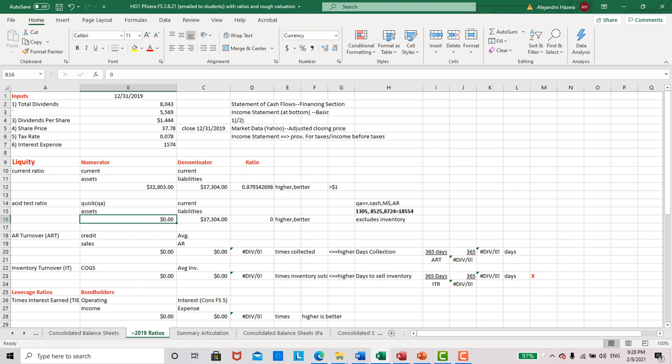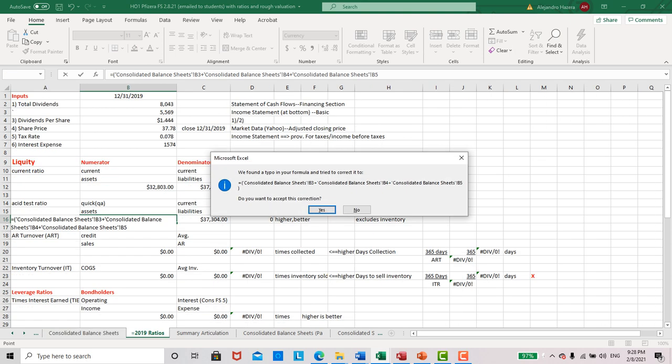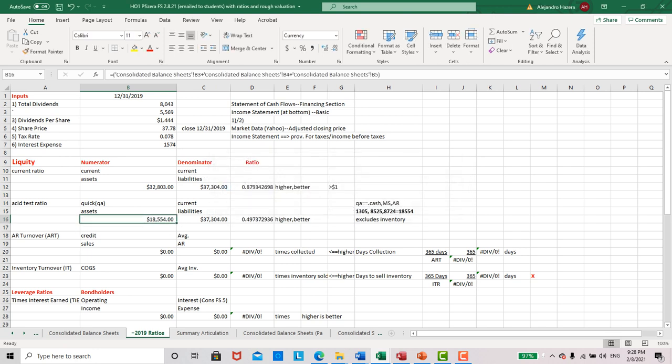Now, the denominator is the same as for the current ratio because both ratios measure your ability to cover current liabilities, but we're only going to use three assets, instead of all current assets as in the case of the current ratio: your cash plus marketable securities, which are short-term investments, plus your accounts receivable, which gives you an amount of 18,554, and there's your current liability. So that means that you have about 50 cents in really liquid assets to pay off your current liabilities.